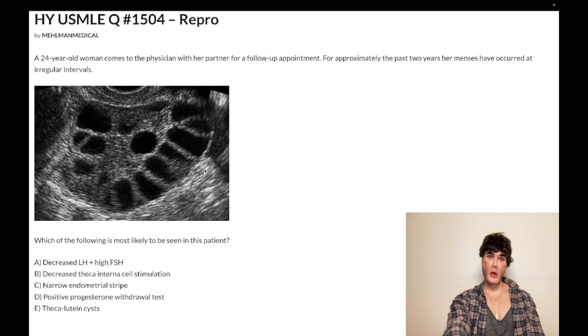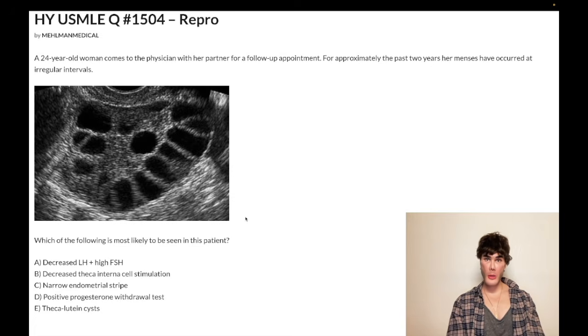Got multiple cysts here. Okay, so she would have hirsutism as well. Now you got to think about, well, what's the mechanism for anovulation, but we're going to talk about that. So what's most likely to be seen in this patient? Choice A, decreased LH, increased FSH is wrong. So when we have high BMI female, that's the type of demographic that's going to get PCOS almost always.